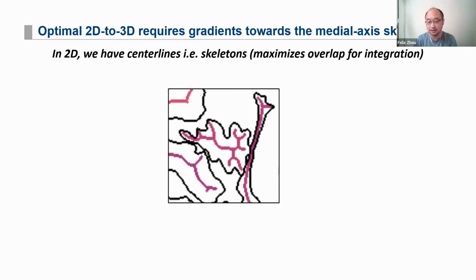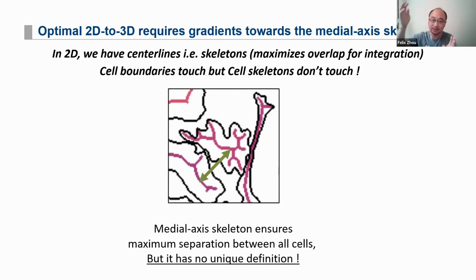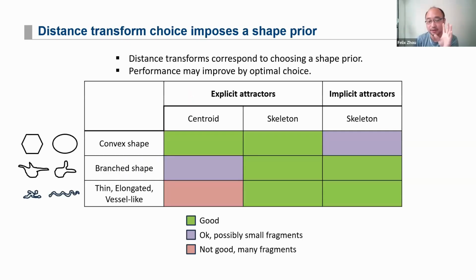In fact, in 2D, you need to propagate towards the medial axis skeleton, right? And the reason why is because the medial axis skeleton ensures that adjacent cells do not touch, but also provides the maximum separation between all cells and still gives the idea of the shape. Okay. And so the optimal combination is specified by a distance transform, which maps to a medial axis skeleton. The problem is the medial axis skeleton is not well defined mathematically, but in U-Segment3D, we make a definition of this anyway. And this is the way.